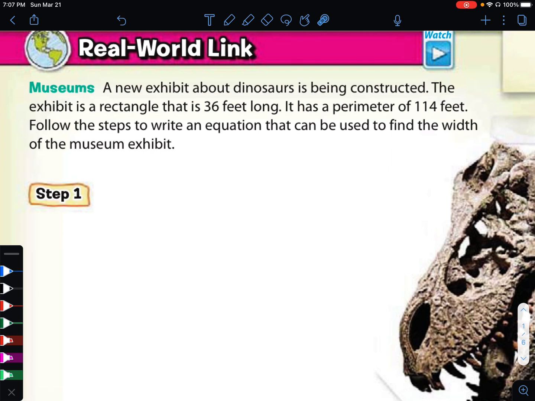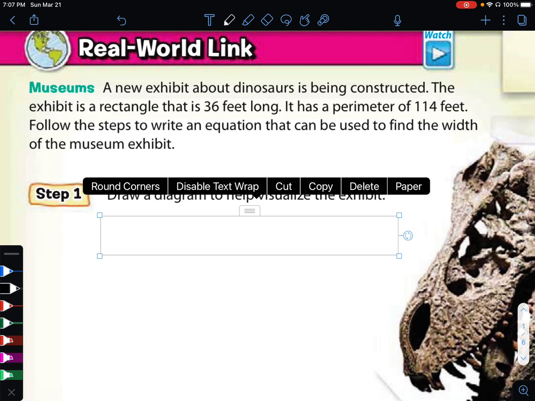So step number one is to draw a diagram to help visualize the exhibit. Remember, it is a rectangle that is 36 feet long, meaning the length is 36 feet. The perimeter is 114 feet. Basically, there is an assumption in this particular problem that you know the formula for the perimeter of a rectangle. So let's take a look at step number one.